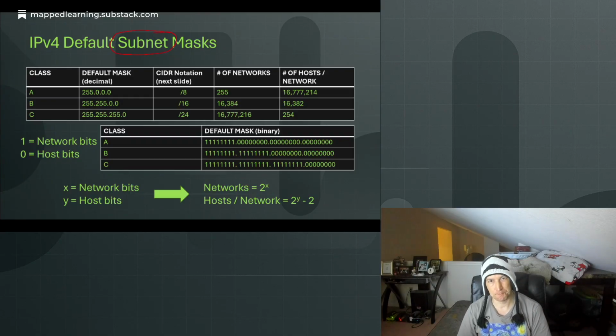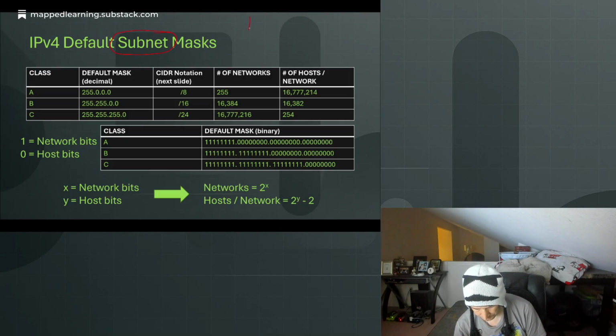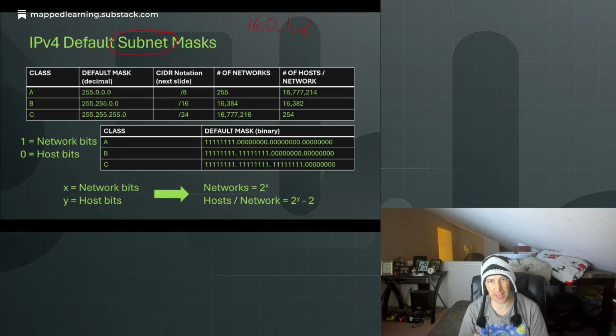So we remember that Class A addresses have a range of what? Do you remember the rule? The rule is that the first binary bit must be a 0. So the range is anywhere between 0 and 127. So I can pick any number between 0 and 127 in the first octet, and that will be a Class A address. Just at random, I will pick 16. So 16 dot whatever dot whatever dot whatever. That is a Class A address by default.